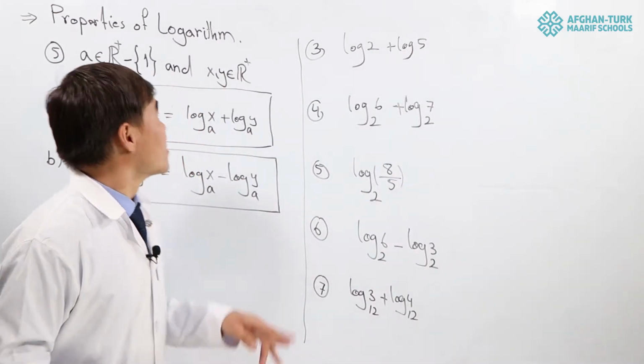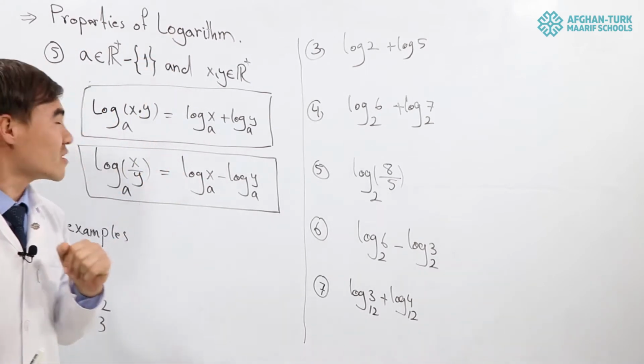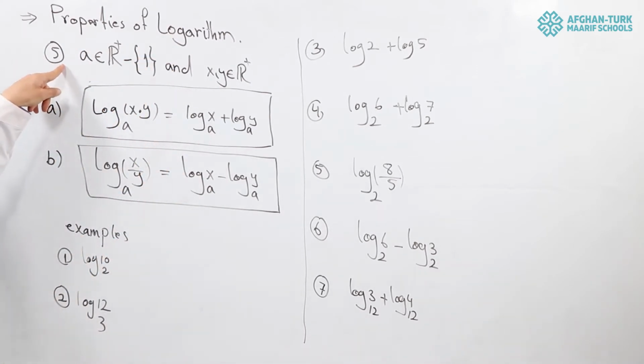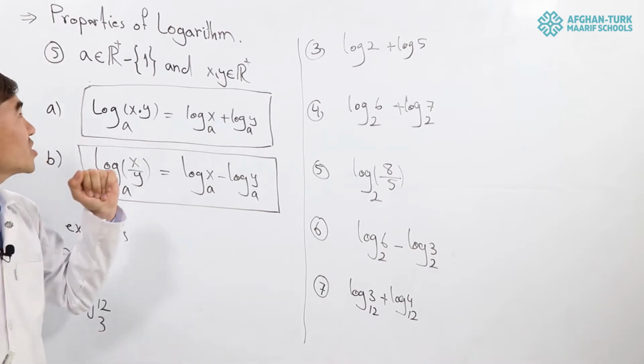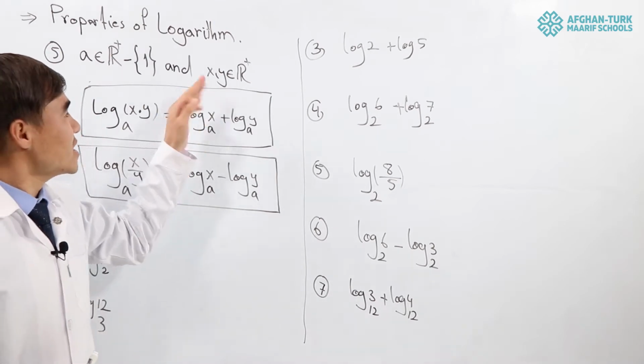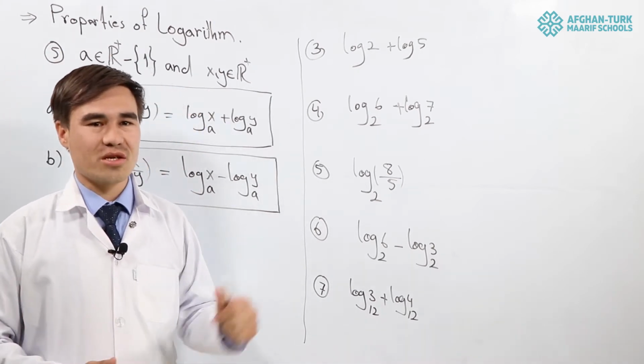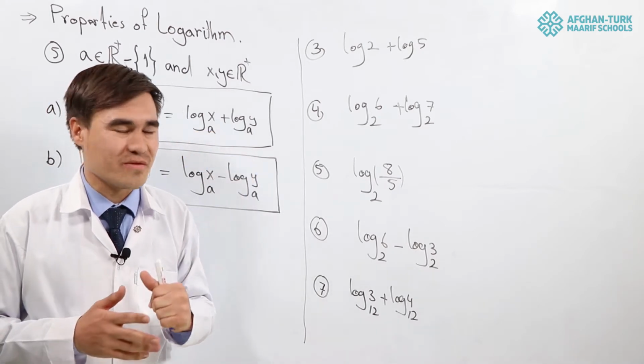Look, properties of the logarithm. This is the fifth one. For example, the number a is from the positive real numbers except number 1, and x and y are from the positive real numbers. On that condition, we will have some properties in the logarithmic functions.